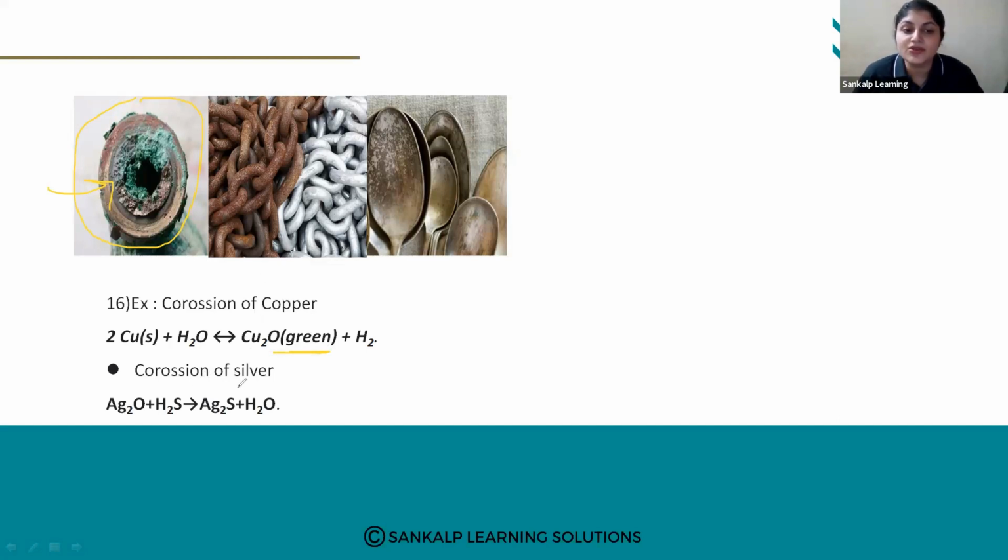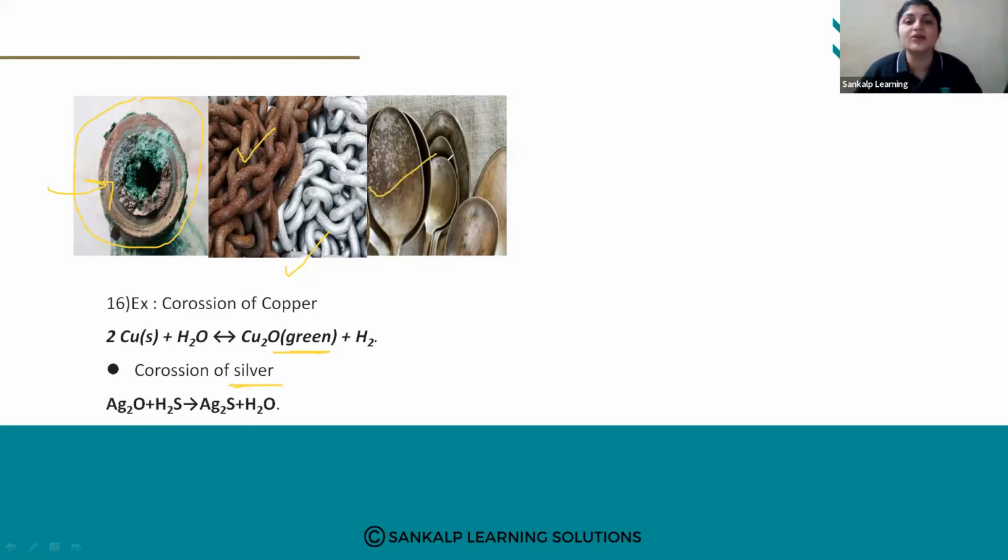Then another example is corrosion of silver. You can see here silver articles. If you do not clean them, if they are left unused for a very long time, exposed to the air or the gases present in the atmosphere, silver reacts with H2S, that is hydrogen sulfide, and forms silver sulfide. You can see here the articles have turned like this.